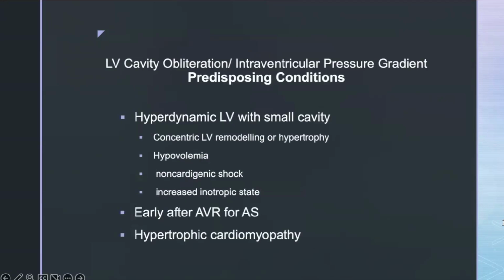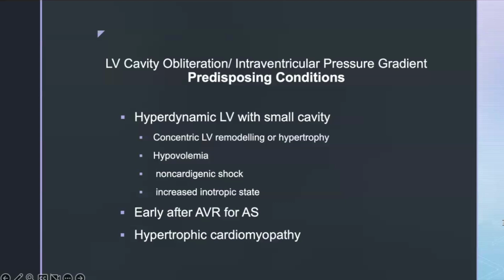Okay, so when we talk about LV cavitary obliteration, why is there an increase in this pressure gradient in the middle of the cavity? There's a couple of different things. So one is you have a hyperdynamic LV with a small cavity. So you can imagine the LV is contracting quite hyperdynamically. The two ends of the walls touch, and then you get an increased pressure gradient.